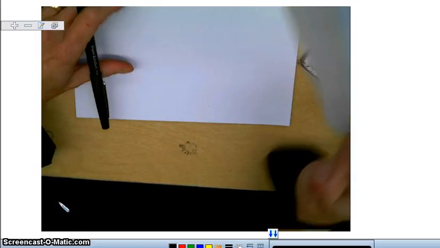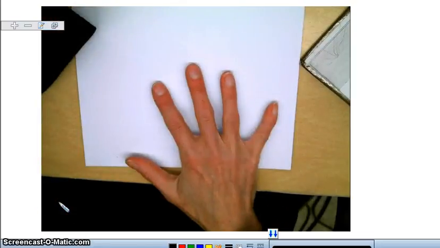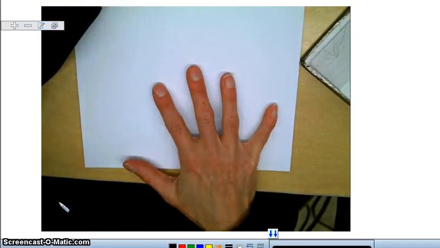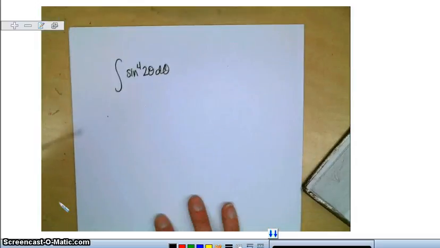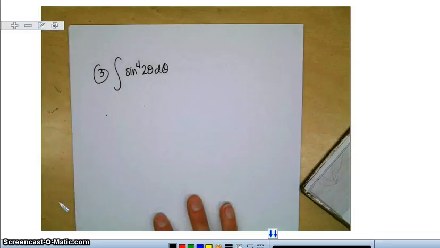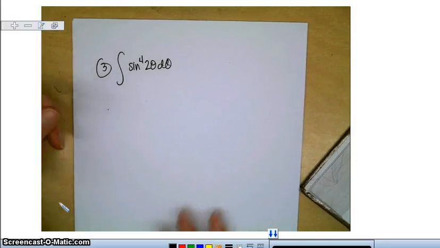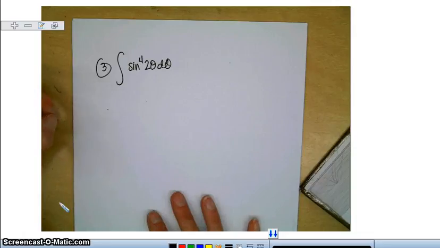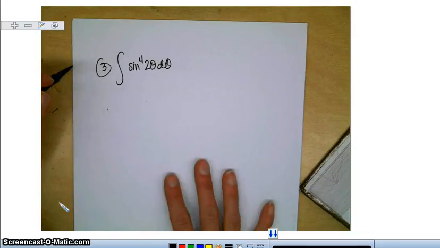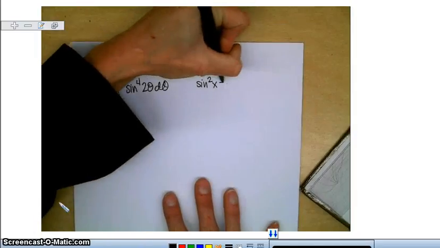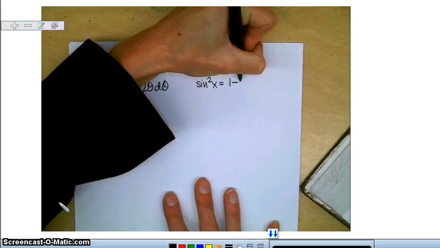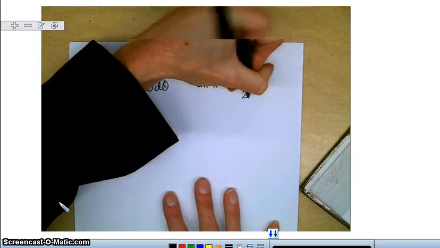Okay, so next example we'll look at, let's say I would like to evaluate the integral of sine to the 4th power of 2 theta d theta. What are we going to use here? Case 1, 2, or 3? 3. I would use 3. And since I've only got sines, I'm going to use the identity sine squared of x equals 1 minus the cosine of 2x over 2.